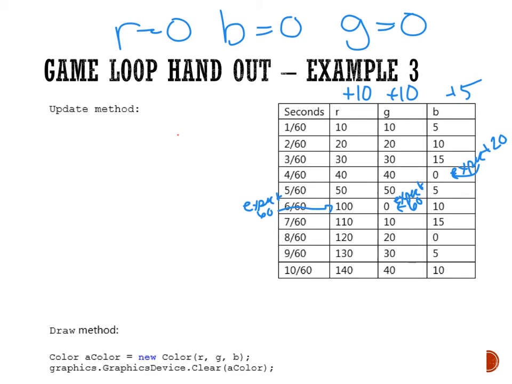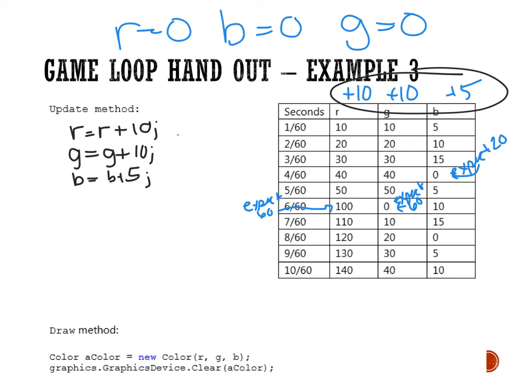So I'm going to write my update method code over here. The first thing I want to do is write down the changes that are taking place with R, G, and B throughout the code. R is equal to R plus 10. So each time this program is running, R is increasing by 10. G is equal to G plus 10 as well. And B is equal to B plus 5, excuse me. So I have those changes documented, and I've taken care of these three components.